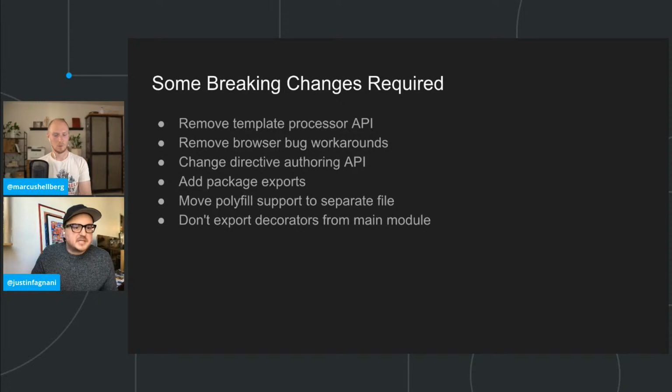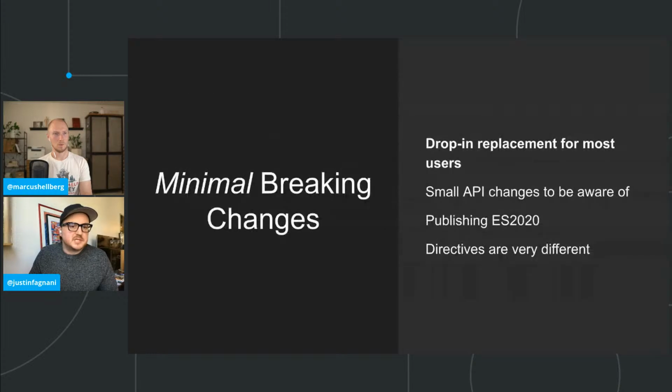We want to add package exports for modern module CDNs like Skypack. But none of these things are major breaking changes. So the big idea that I want to get across here is that these are minimal breaking changes. This actually, for most people, should be a drop-in replacement. There are definitely some small API changes here or there that we wanted to make, and we took the opportunity during these releases to do that, but we kept a very small break and change budget.